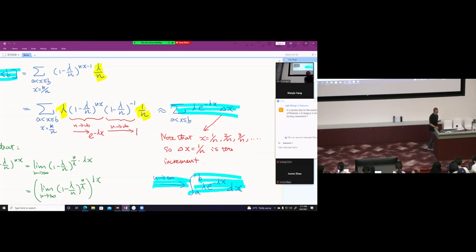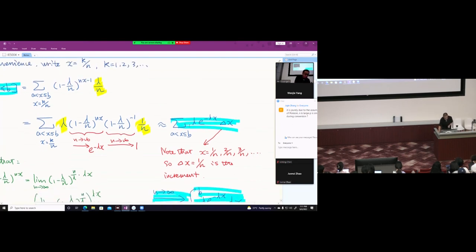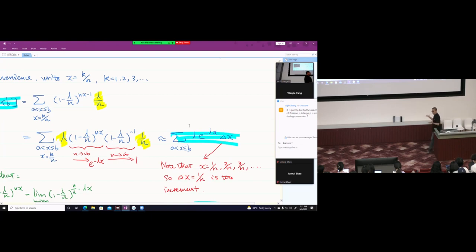So we know that this x is defined as k over n. K could be 1, 2, 3, and so on. So accordingly, this x could be 1 over n, 2 over n, 3 over n, and so on. So each time the increment over those values would be 1 over n, right? So in this way, you see that this summation can be written in this way.